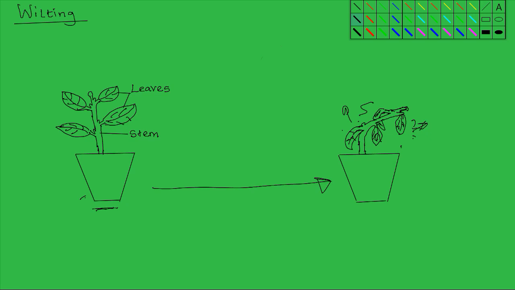It is a process where plant leaves and the young stems shrink and droop during hot, dry weather. This comes about when the plant loses water to the atmosphere at a faster rate than it can replace through absorption from the soil.